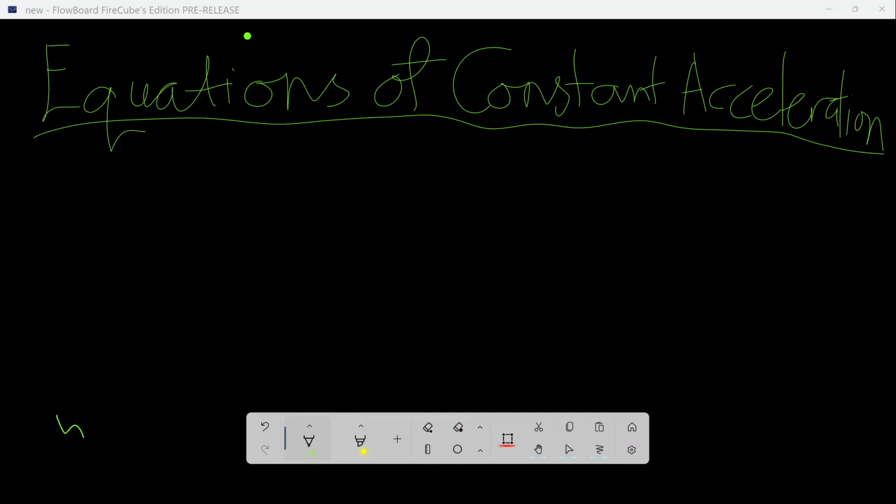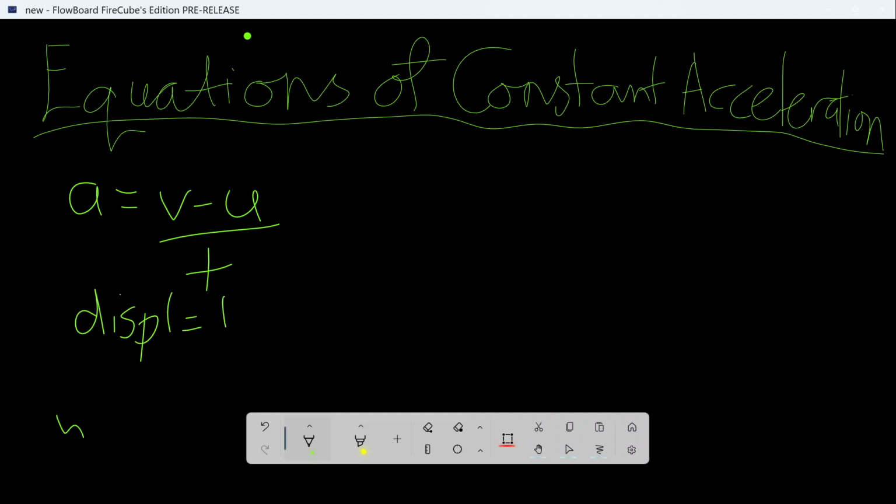So far we've seen two equations. We've seen an equation about acceleration, a equals v minus u over t, and we've seen an equation that shows us displacement, a half times (u plus v) t. I would just like to standardize these symbols.